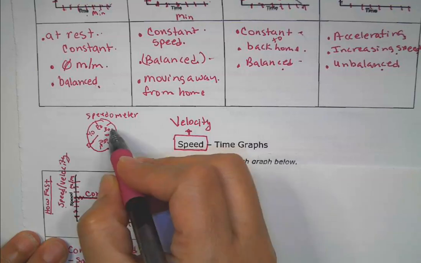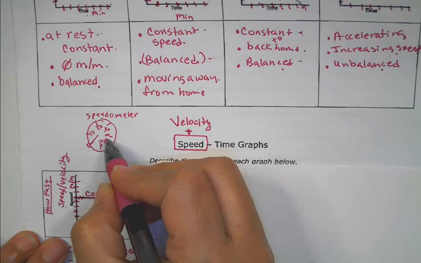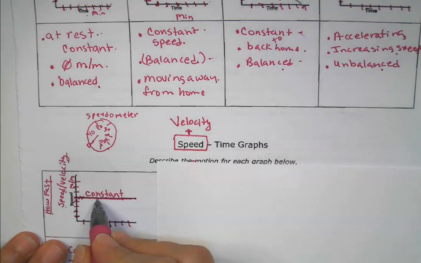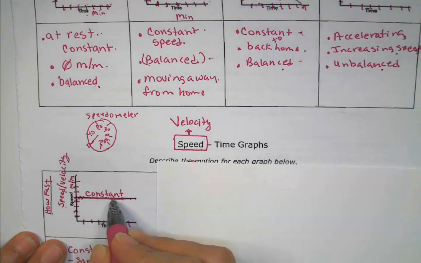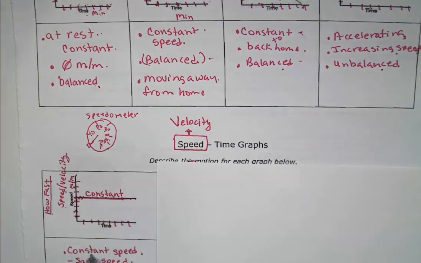When we look at the speedometer, the needle remains right here at 50. So that means that the object is traveling at a constant speed. We say the car, or the vehicle, or the object is moving at a constant speed. It remains with the same speed. Example, going 40 meters per minute, and forces are balanced.